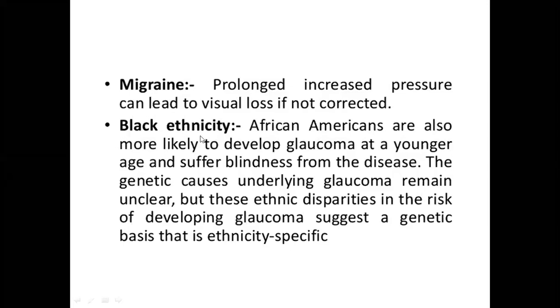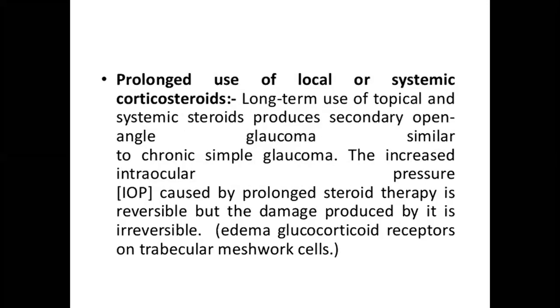So in people of black ethnicity, there is a tendency to develop glaucoma at a very early age. African Americans are also more likely to develop glaucoma at a younger age and suffer blindness from the disease. The genetic causes underlying glaucoma remain unclear, but these ethnic disparities in the risk of developing glaucoma suggest a genetic basis that is ethnicity specific. But the genetic cause is there, that's why they develop glaucoma at a very early age.